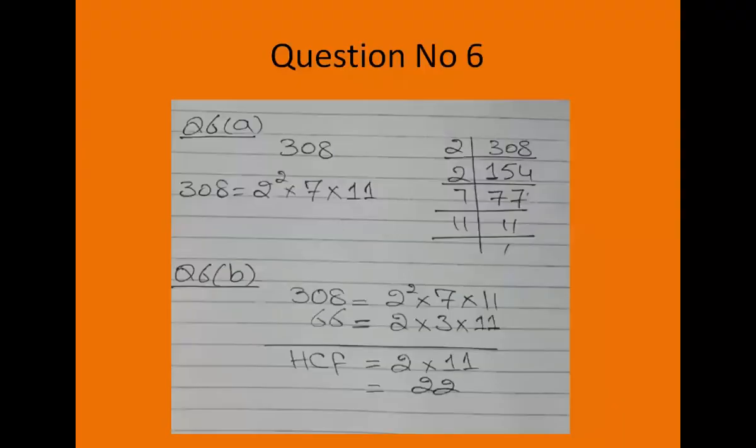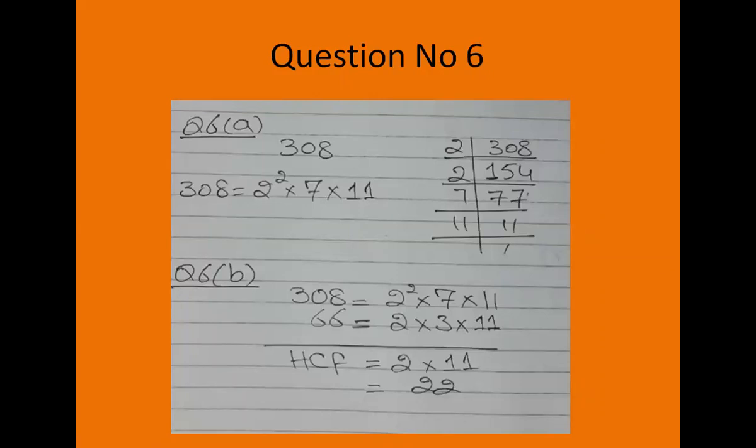Okay, so 308, and this is the method we normally use to find the prime factors. I will divide it by the smallest prime number possible. So I divided by 2, I got 154. Then again I divided by 2, I got 77. Then I divided by 7, I got 11. And then I divided by 11, I got 1. So 308 is equal to 2 squared multiplied by 7 multiplied by 11. So this is how you do question number 6, the A part.